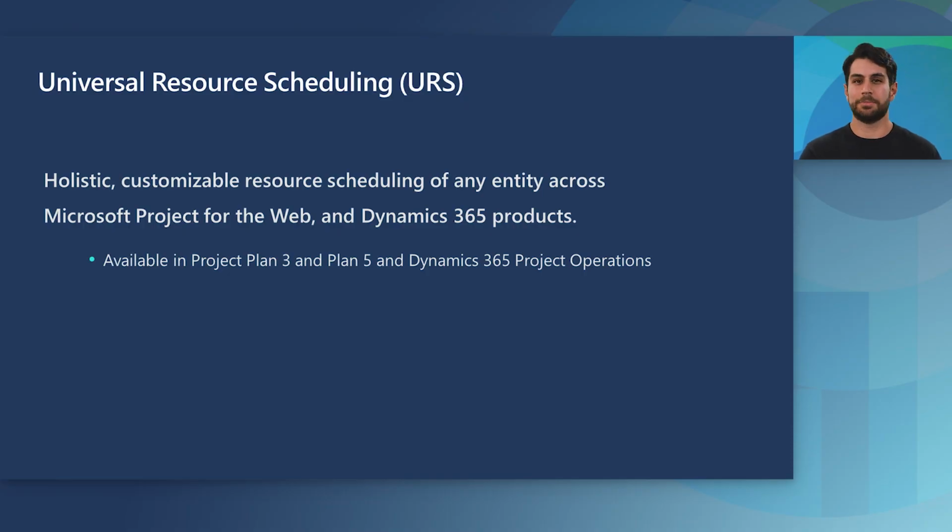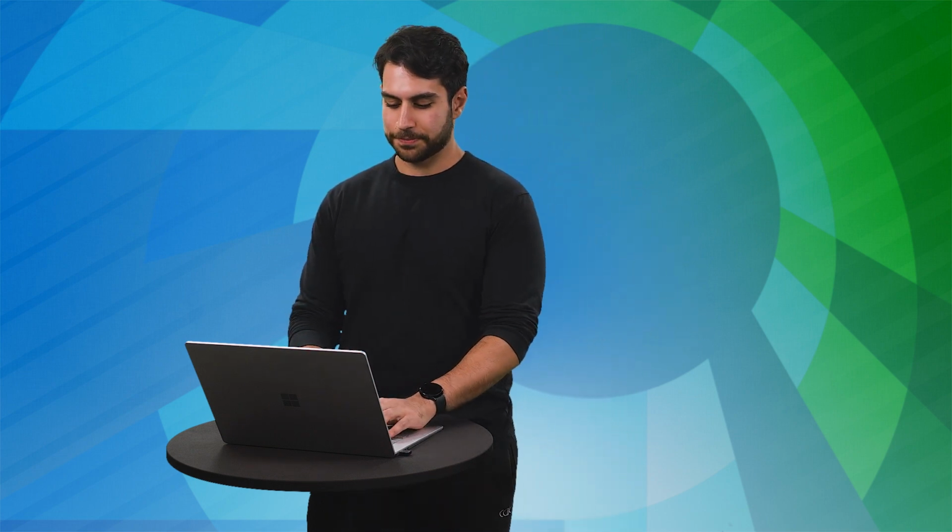The resource scheduling app that I'll show you is built as an assistant to the Universal Resource Scheduling System, which allows for a holistic, customizable resource scheduling of any entity in Project and Dynamics 365 products. I won't go too much in depth into the customizability and extensibility of this app in this session, but know that much of what I will show you in this demo is adaptable to your needs. This tool is available in Project Plan 3, Plan 5, and Dynamics 365 Project Operations. Now let's go to the demo of the resource scheduling app.